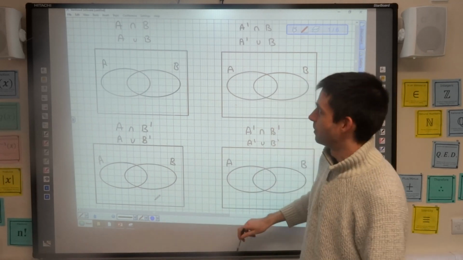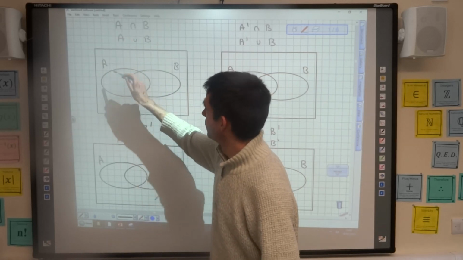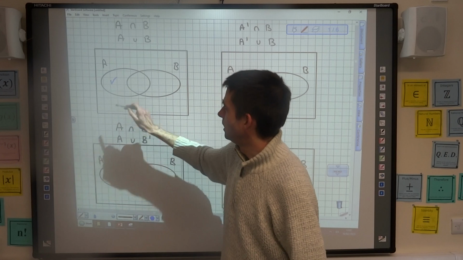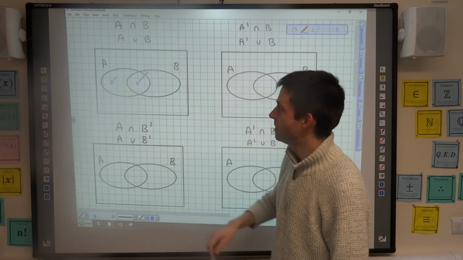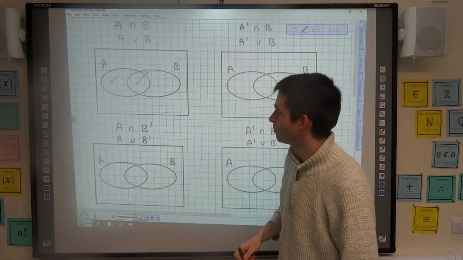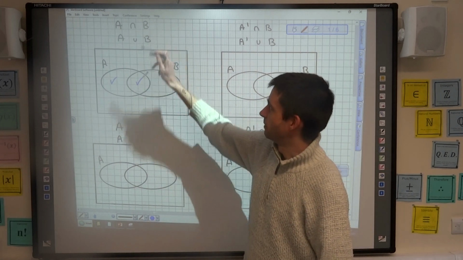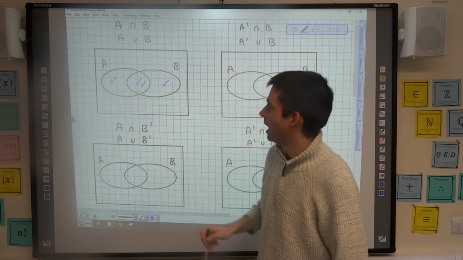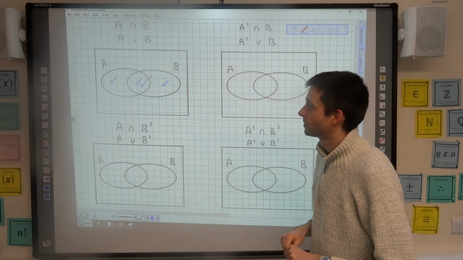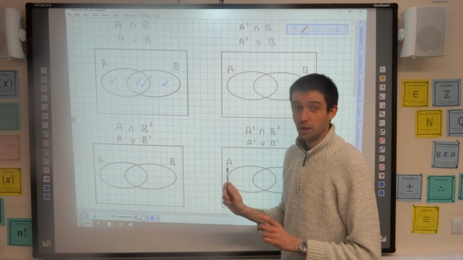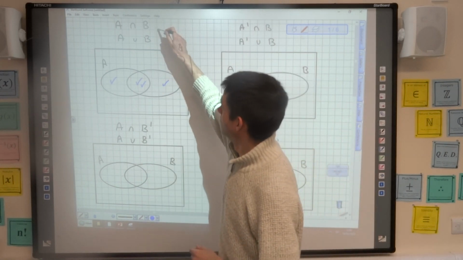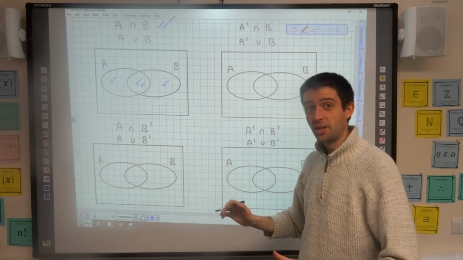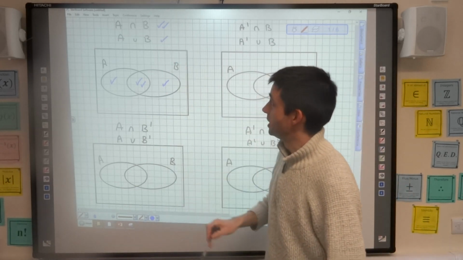So I'm just going to go purple here. For A and B, I'm going to put a tick in the two sections that are A, so that's this bit and the bit in the middle. And then, because my other event is B, I'm going to put a tick in anywhere that's B. So B is there, and B is also in the middle. Now, anywhere where you put two ticks is the intersection, and anywhere where you put any ticks at all is the union.